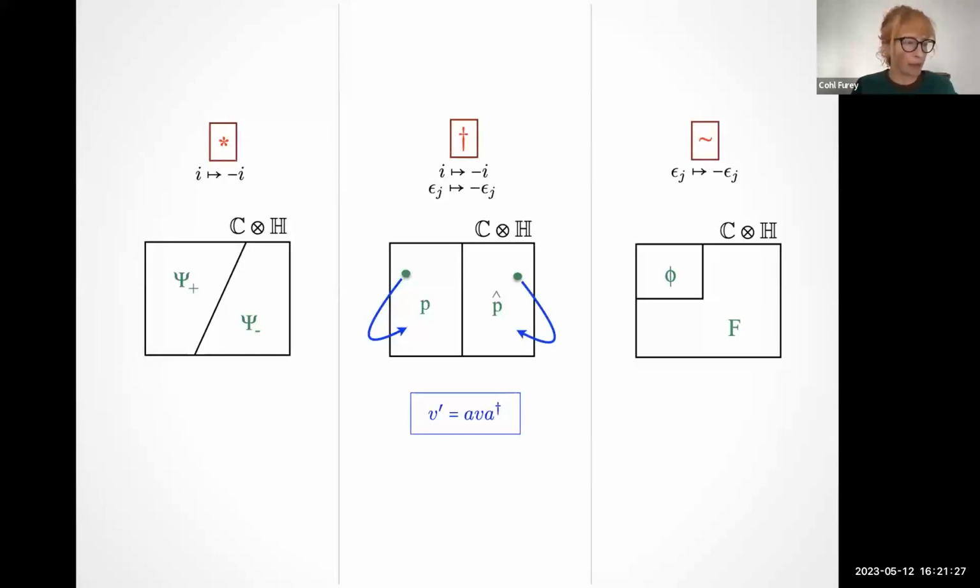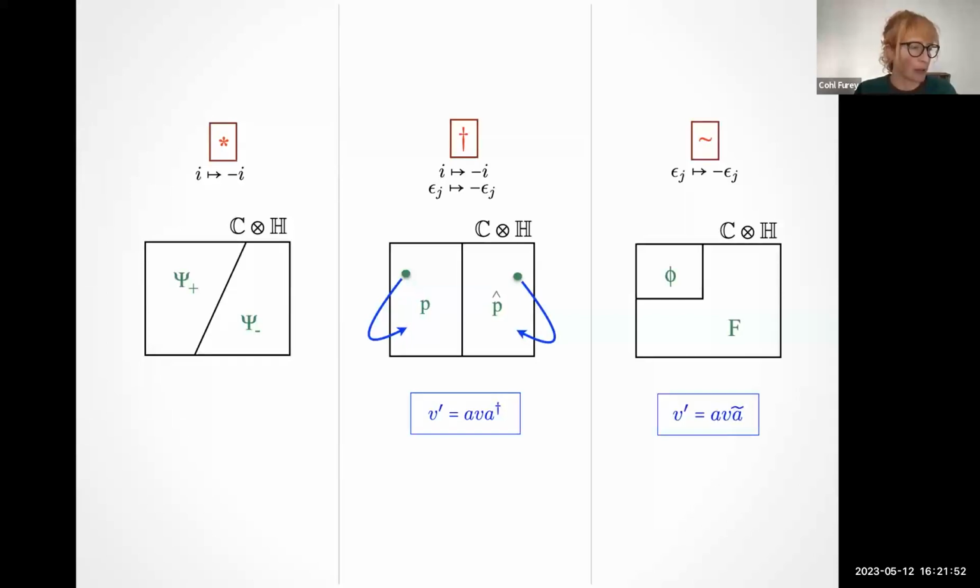So this is the multiplication rule, or more precisely the action that we use for the Hermitian conjugate. And then there's also a similar action for the quaternionic conjugate that looks like this. You'll notice that the two look similar to each other. It's because the Hermitian conjugate and the quaternionic conjugate are both anti-automorphisms.